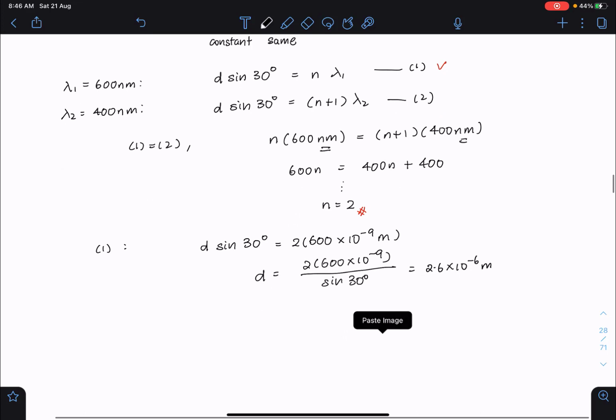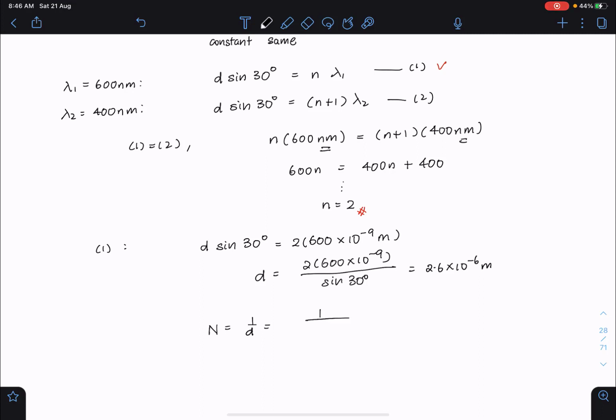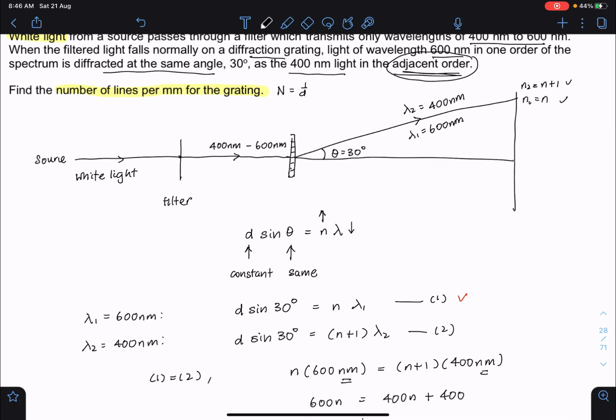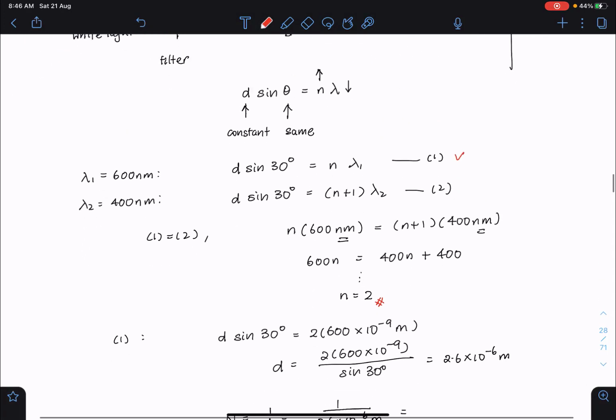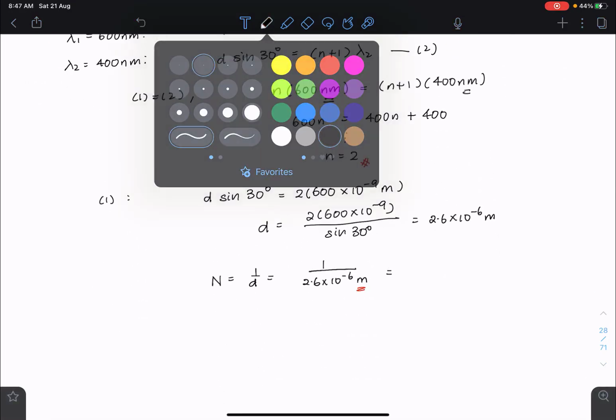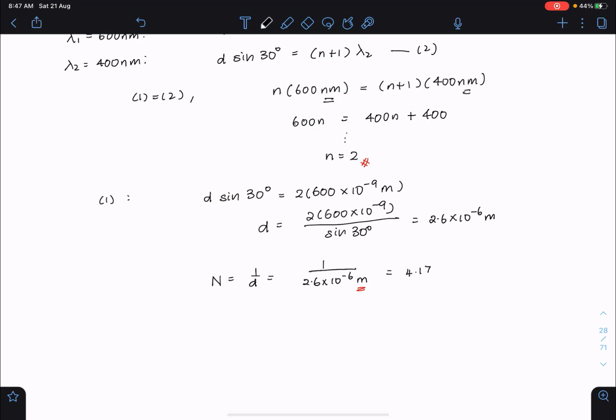So with that, I can find big N now. Big N is 1 over d. So if you do that, you have 1 over 2.4 times 10 to the power of minus 6. I'm going to put in the units because the question actually wants me to find it in terms of per millimeter for the grating. But what I'm going to get is actually in terms of per meter. So this would be 4.17 times 10 to the power of 5 lines per meter.